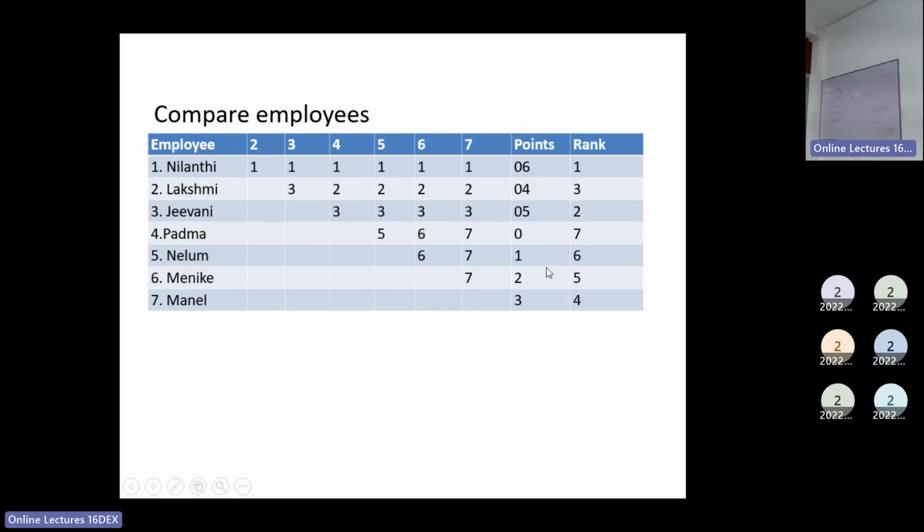Understood? Right. So when compared with the other methods, the pair comparison is a very good method because everybody is compared with all the others. But the problem is, if there are 100 employees, can you do it manually? No, you can't do it. Understand? That is the learning.